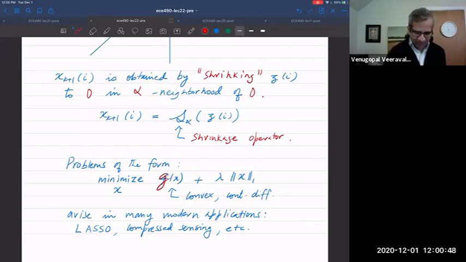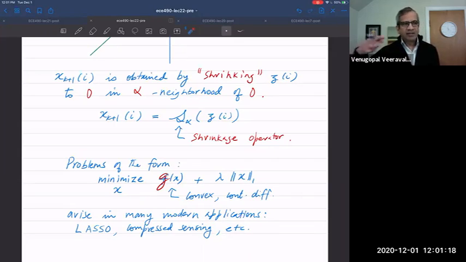G of X plus lambda times the L1 norm of X. This appears in many modern applications. One of the places it appears is something called lasso, where this G of X is what you would use to minimize when you're doing some kind of linear regression. Linear regression is where you take a set of data points and try to find a linear function that best approximates those data points.